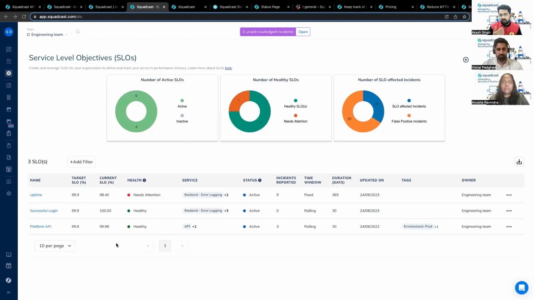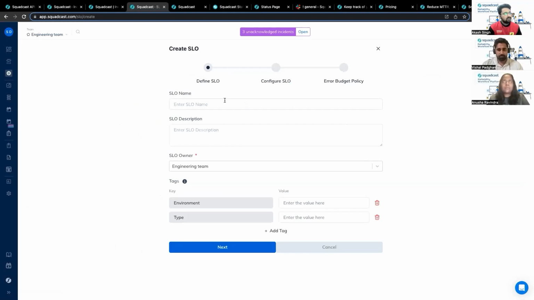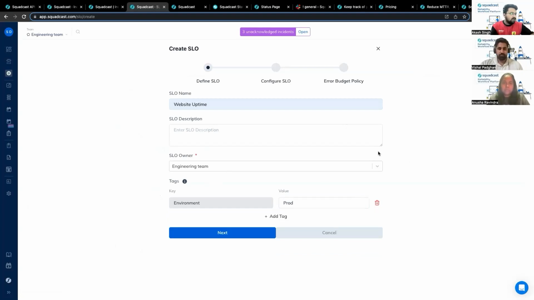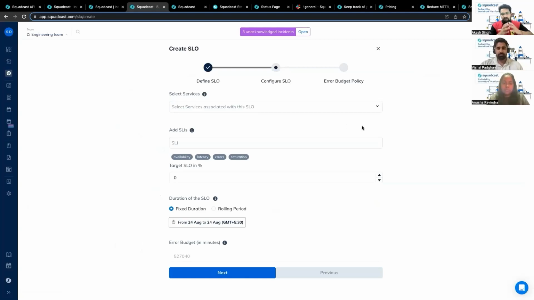Now, in here, to create your own service level objective, you can click on this button here. Then let's say we would want to create an SLO for website uptime. I can give it a name, choose an SLO owner. Let's say environment would be prod and type is something I don't want to define. Once that is done, click on next, and then we can start to configure our service level objectives.